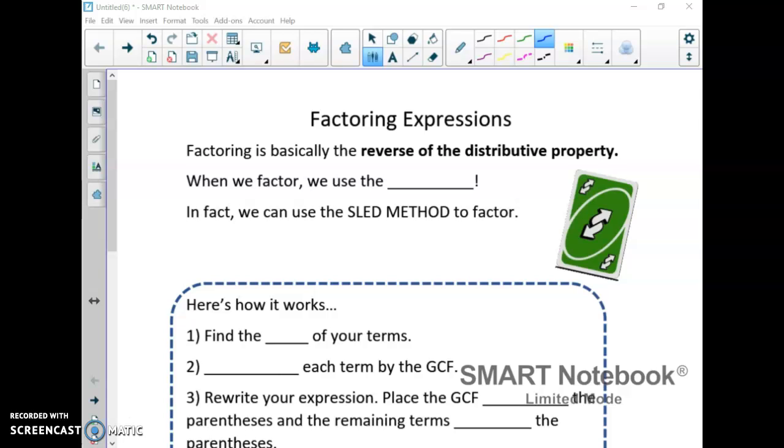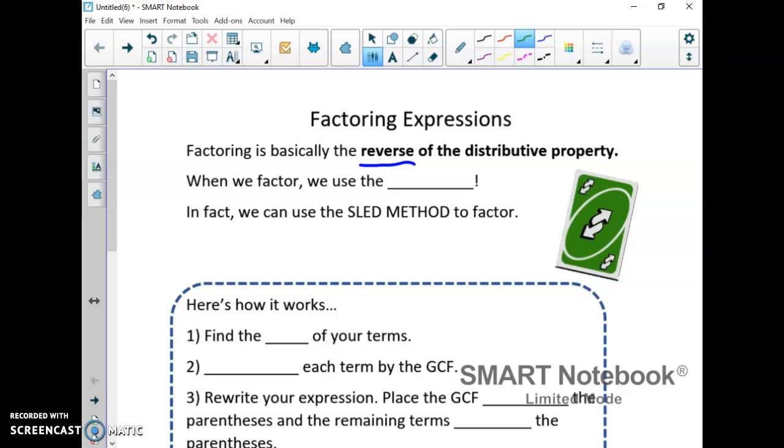So yesterday we talked about distributive property, and today we're going to talk about factoring expressions. And now here's the thing you got to know about factoring expressions. If you see my little Uno card over here, it's because factoring expressions is the reverse of the distributive property. Okay, so you got to think of distributive property as going forward, and then factoring is going to be going backward. Okay, so when we factor, we're going to use something that we already know how to do.